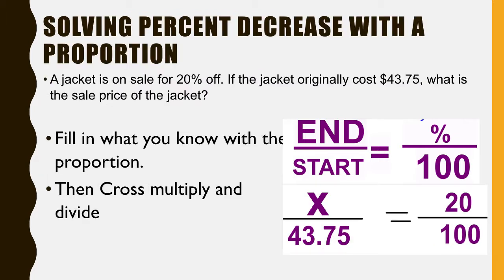Now let's try a percent decrease with a proportion. Copy the example and the steps. A jacket is on sale for 20% off. If the jacket originally cost $43.75, what is the sale price of the jacket?